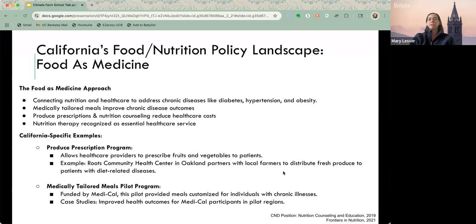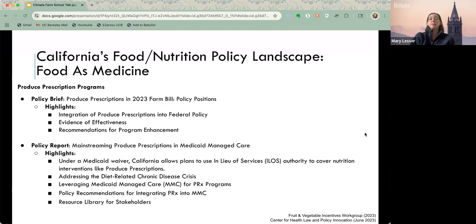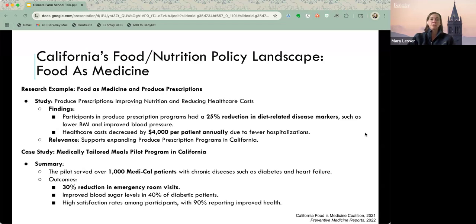In this pilot, provided meals customized for individuals, again, with chronic diseases, and it has shown improved health outcomes for the participants in those pilot regions. There have been a few policy briefs and reports on the produce prescription programs, as well as food as medicine. Just for sake of time, I'm not going to go through all of these ins and outs, but essentially there's been a lot of benefit and momentum to continue to implement and have funding to support these programs and initiatives into the healthcare setting.